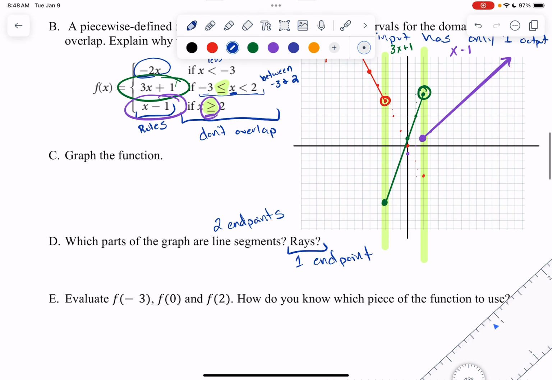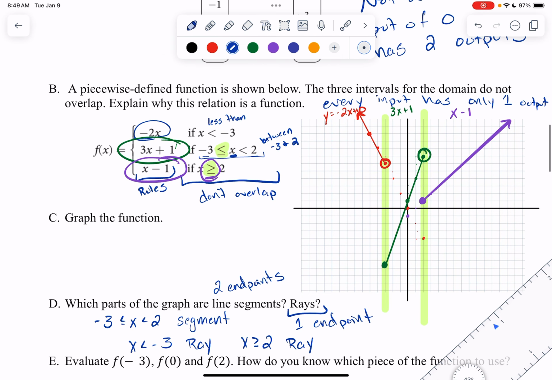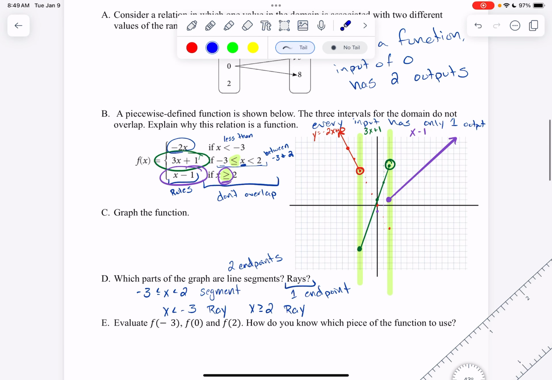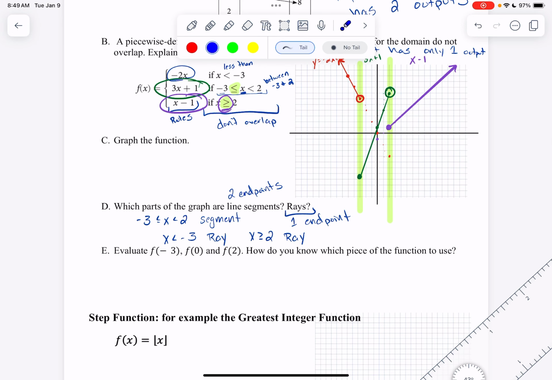Basically from that negative 3. The negative 3 less than or equal to x less than 2 is a segment. But then the bits less than negative 3, that's a ray. And the bit greater than or equal to 2, that's a ray. Because they go on forever. Hence, notice we put arrows on the end of those. This does not have arrows because it only goes from here to here, and then it ends. Okay, now we're going to evaluate some functions.